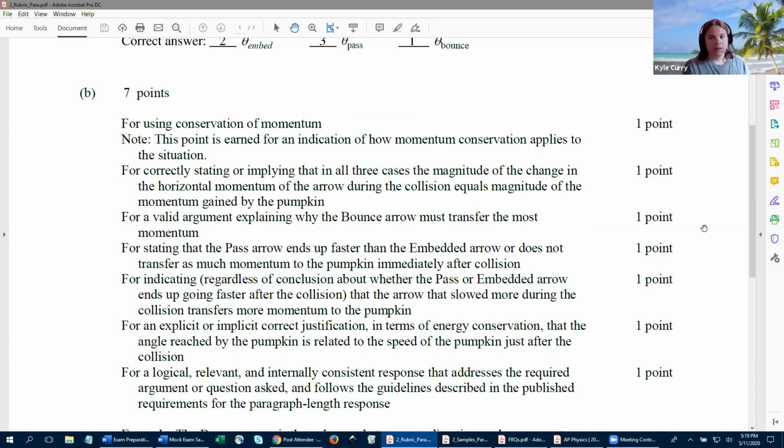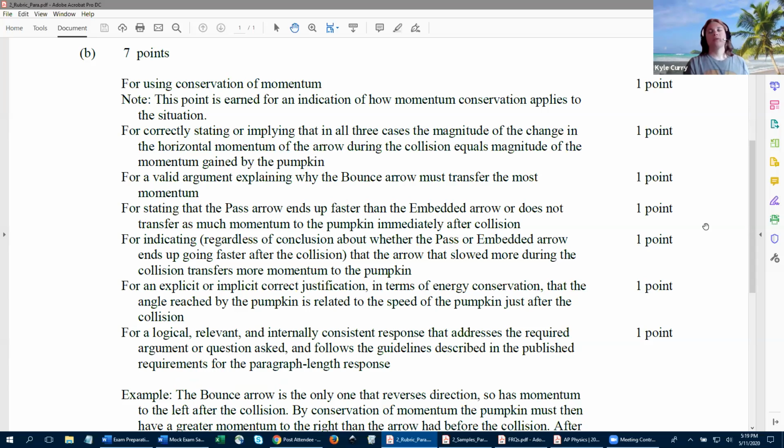So this paragraph length response question is worth a total of 7 points. This is going to get kind of tricky as we look at these student sample responses. You might want to take a screenshot of this, by the way, as I go through this. The first point: there needs to be some reference to the use of the conservation of momentum. But you can't just throw conservation of momentum up on the wall. You have to be able to somehow show how this applies to the situation under consideration. That's the first point, a reference to conservation of momentum.